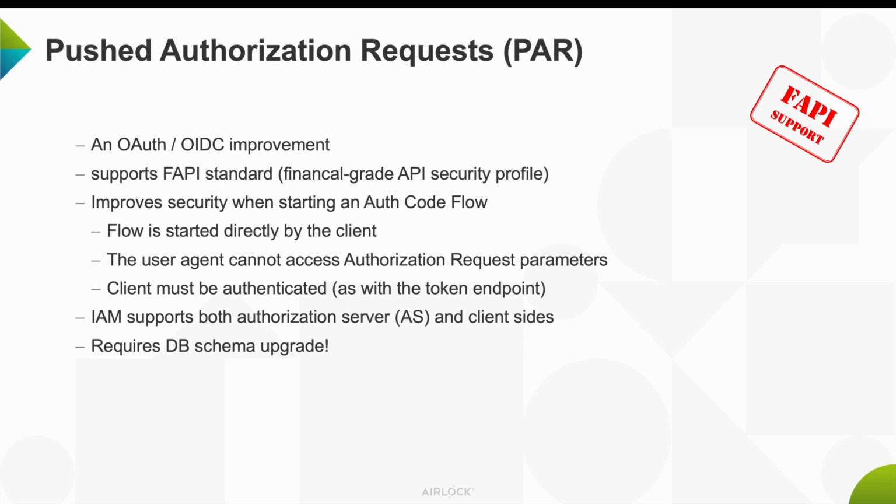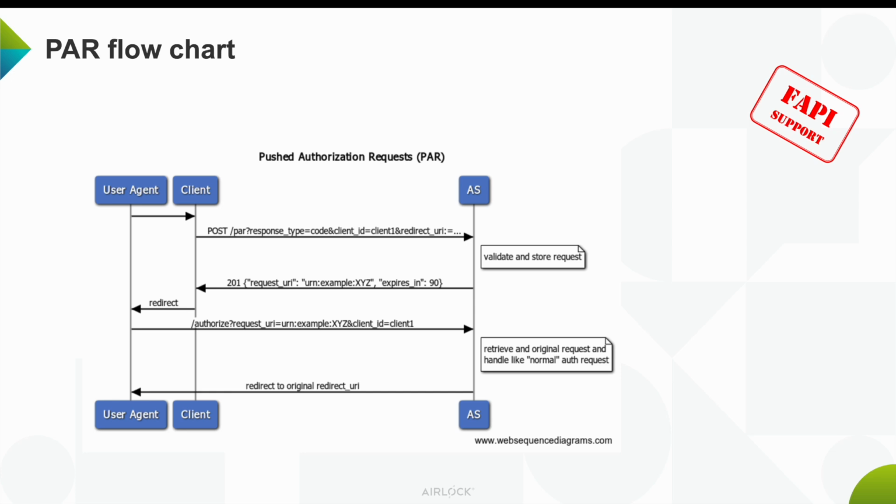Now let's see how it works in detail. What we see here is the user agent wants the client to access something. Client knows, oh, I have to run an authorization code flow, and I'm using pushed authorization requests. So what it does is the first request to the authorization server is actually a POST to the /par endpoint. And here we see response type, client ID, and so forth, all the parameters that this authorization request is going to have. The authorization server validates the requests and stores it.